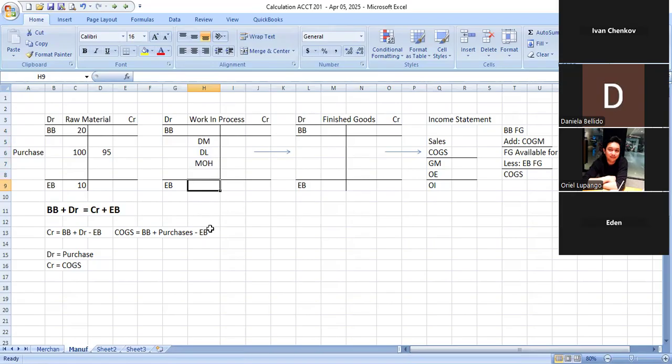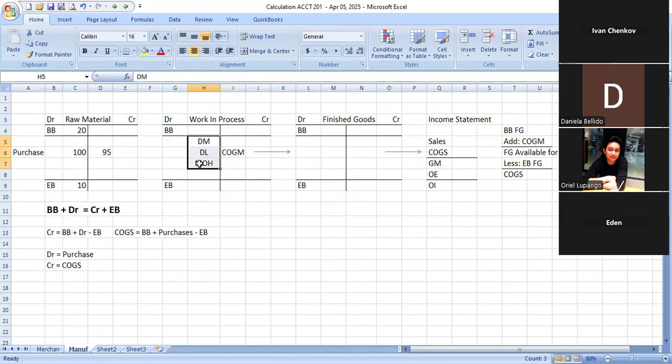Once the product is finished, it becomes cost of goods manufactured. Once I manufacture it, that manufacturing comes with the cost. What's in the cost of goods manufactured? Again, remember, direct material, direct labor, manufacturing overhead. That's our product cost, those three. Once I have cost of goods manufactured, I'm going to move it to my finished goods account here.